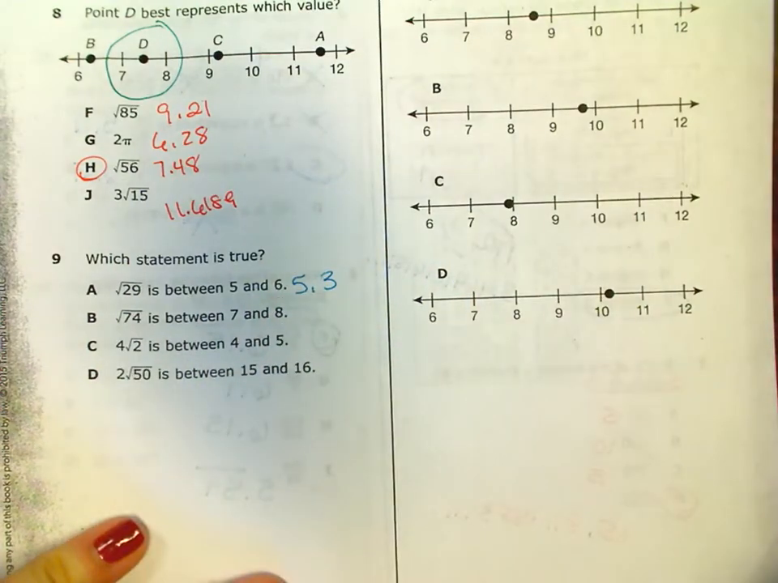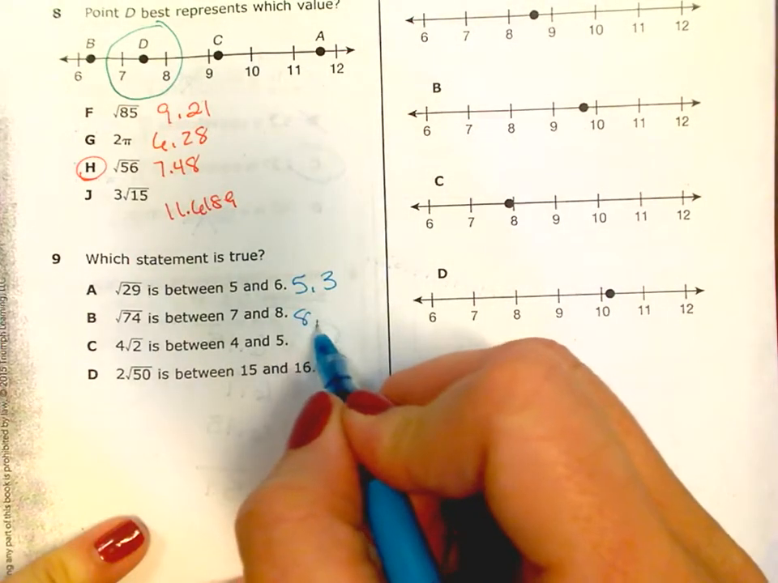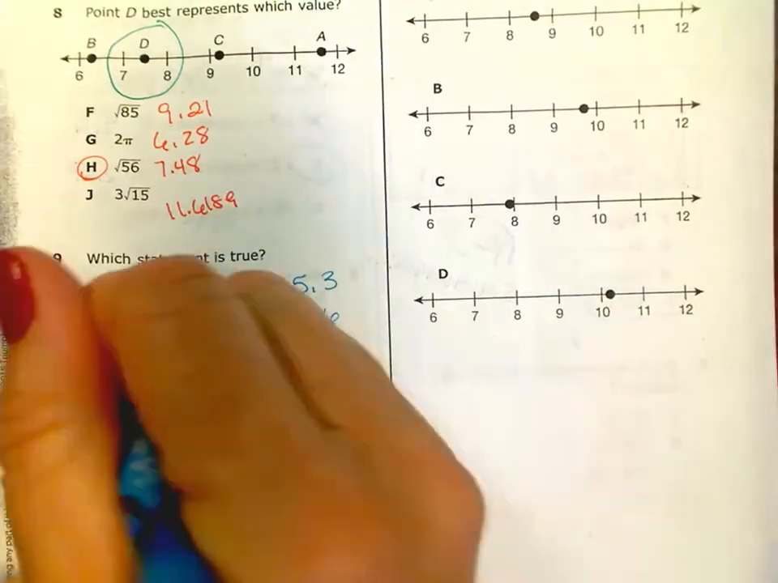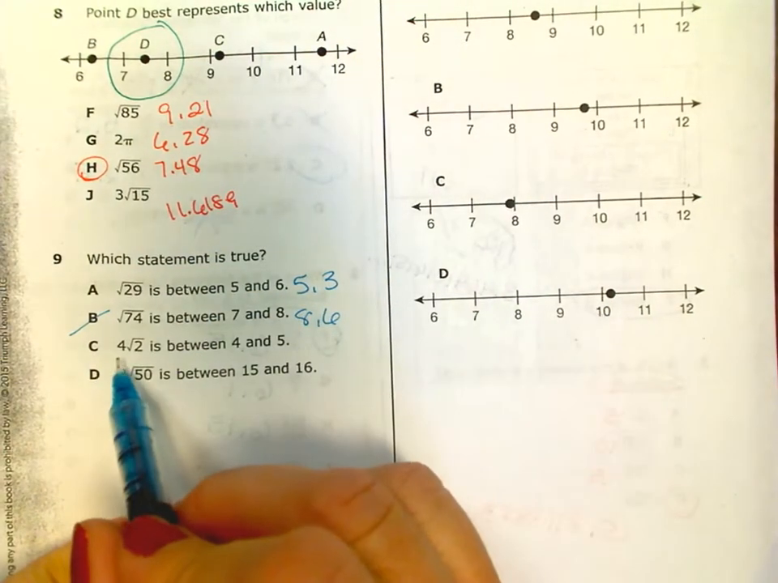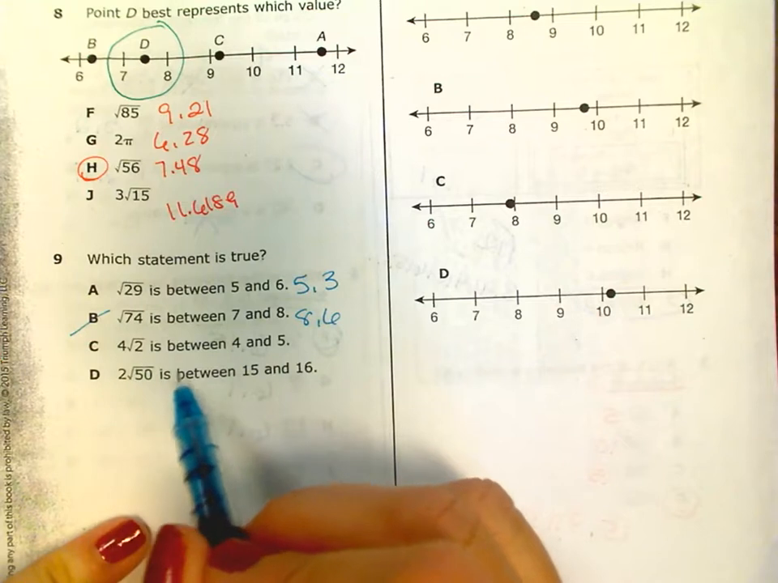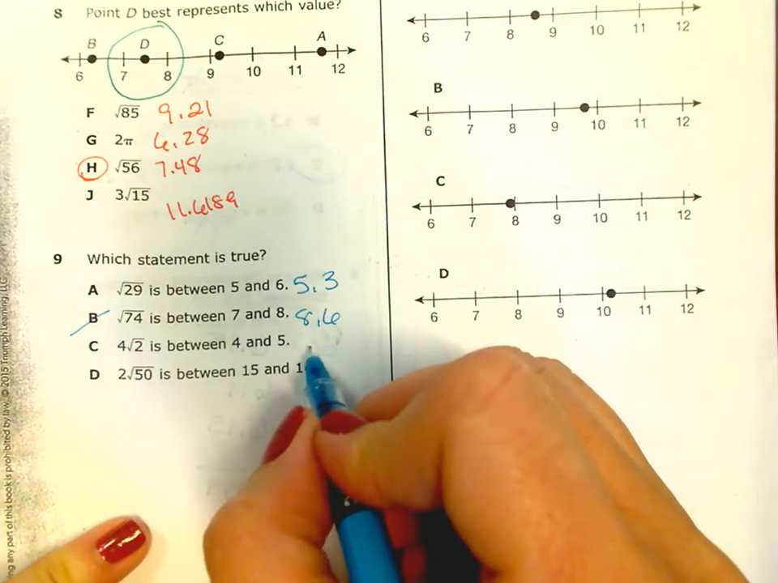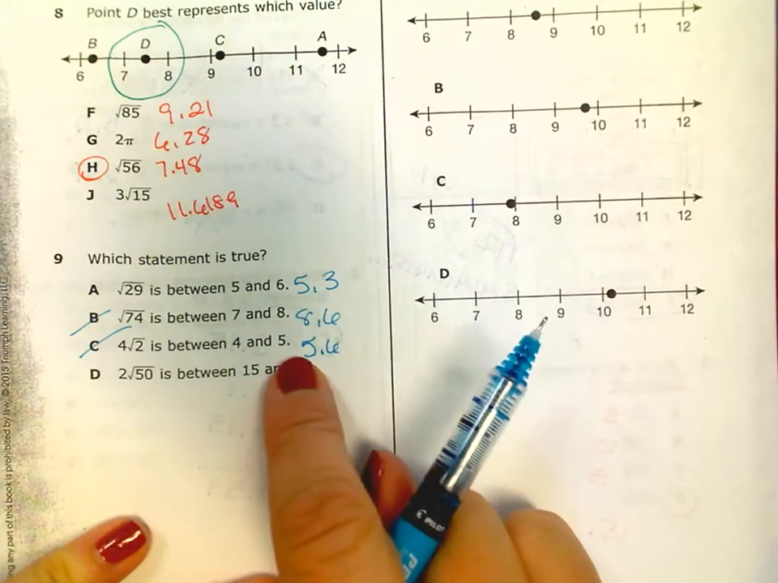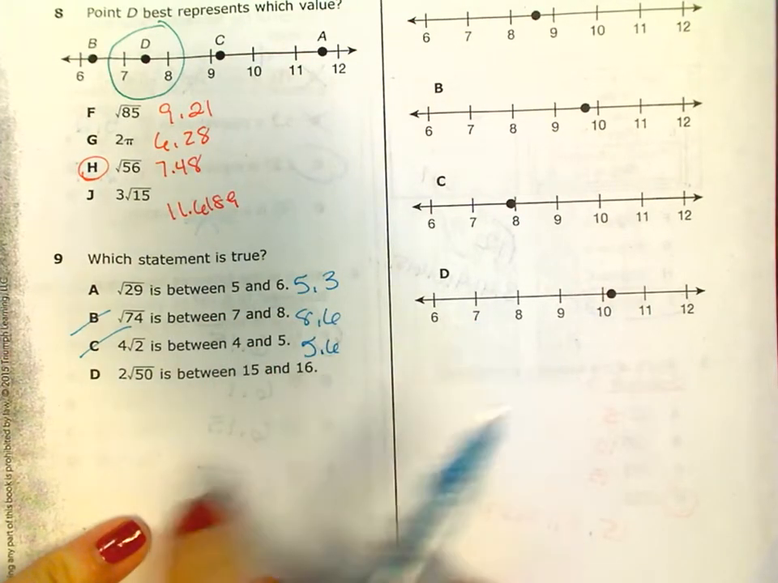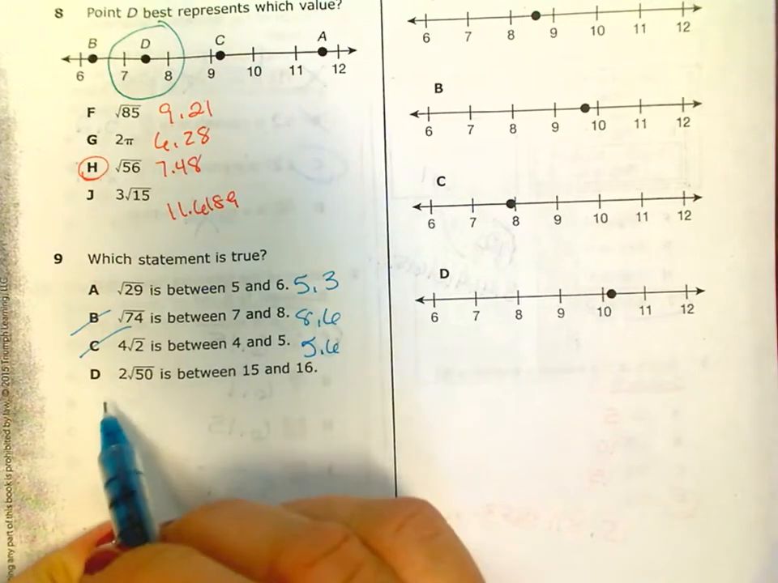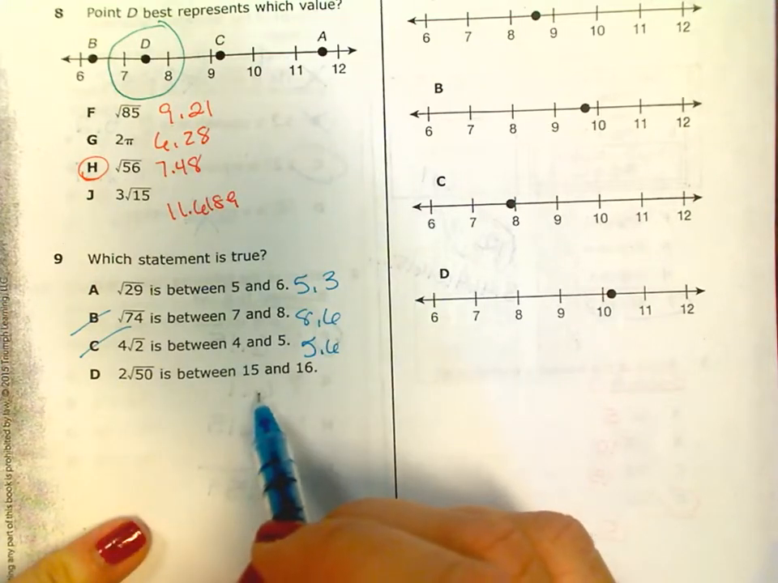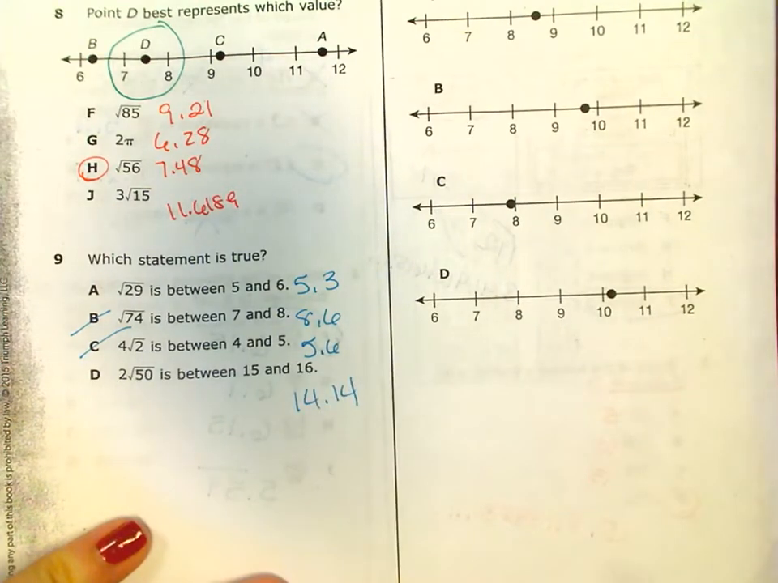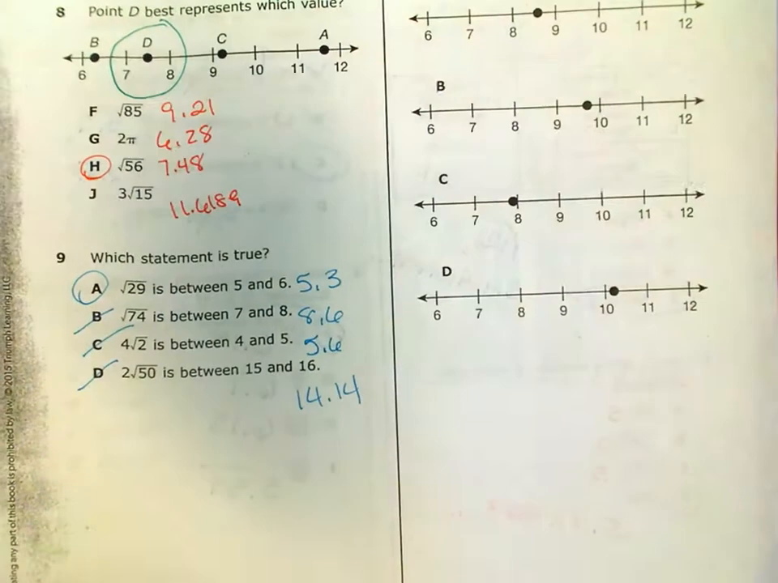Square root of 74, 8.6. Well, that's over 8, so that cannot be our answer. The 2 times the square root of 2 is between 4 and 5. If you put that in your calculator, you're going to get 5.6. That does not fall between 4 and 5. It's over 5. D, the 2 times the square root of 50 is between 15 and 16. It's actually 14.4, which is less than 15. So A is our correct answer.